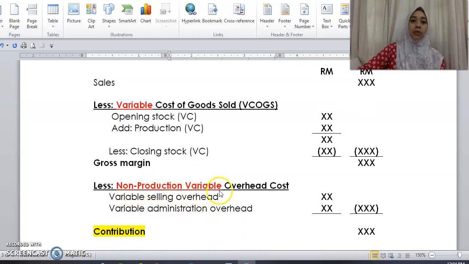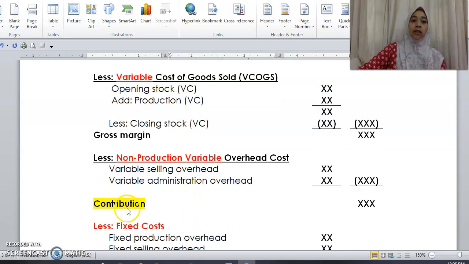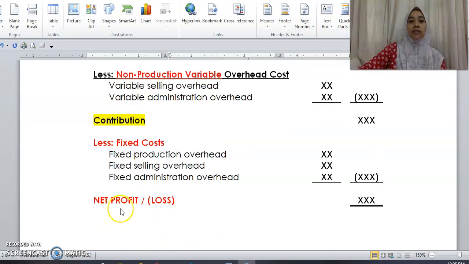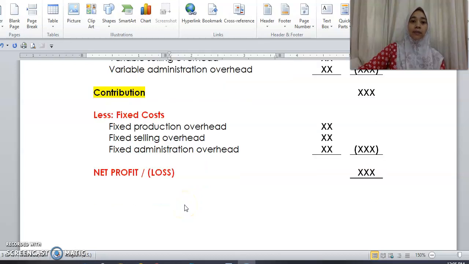Next, less your non-production variable overhead cost. That includes your variable selling overhead, your variable admin overhead, and other overhead costs besides your production cost, but the variable elements only. So that gives you a contribution. Next, you less all your fixed costs, fixed production, fixed selling, fixed admin, which gives you a net profit, or if the figure is negative, you will arrive at a net loss.